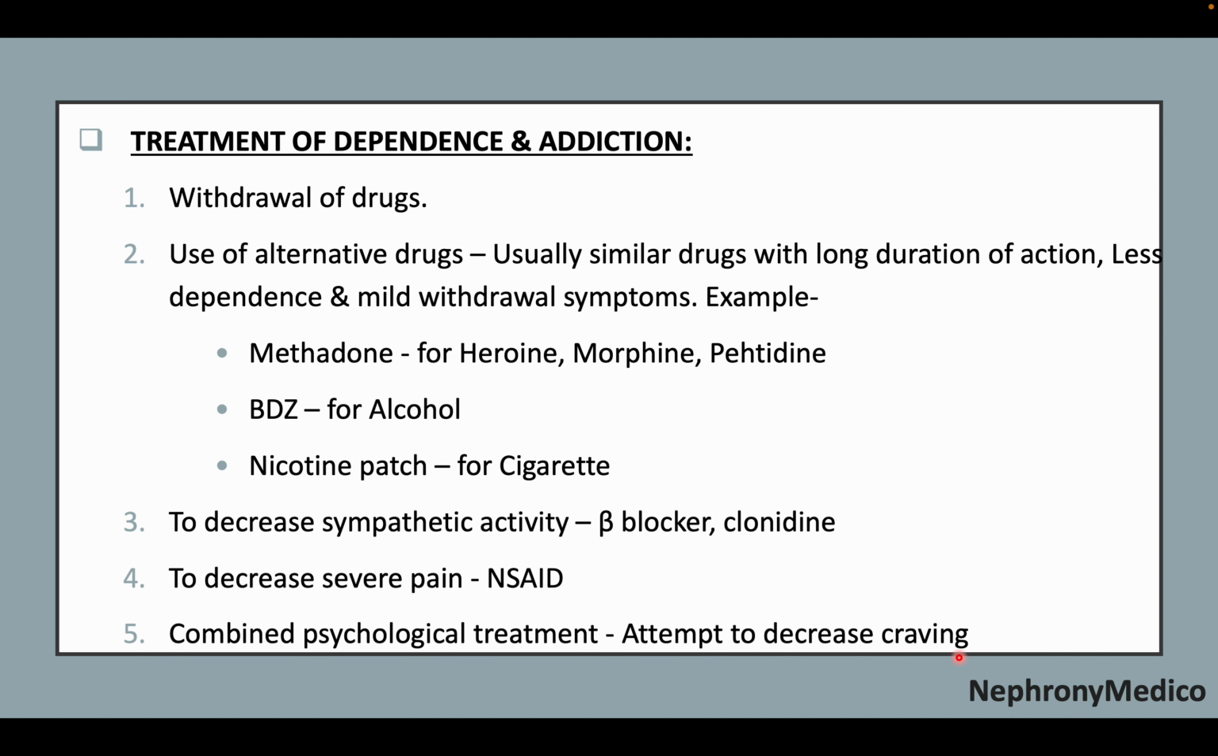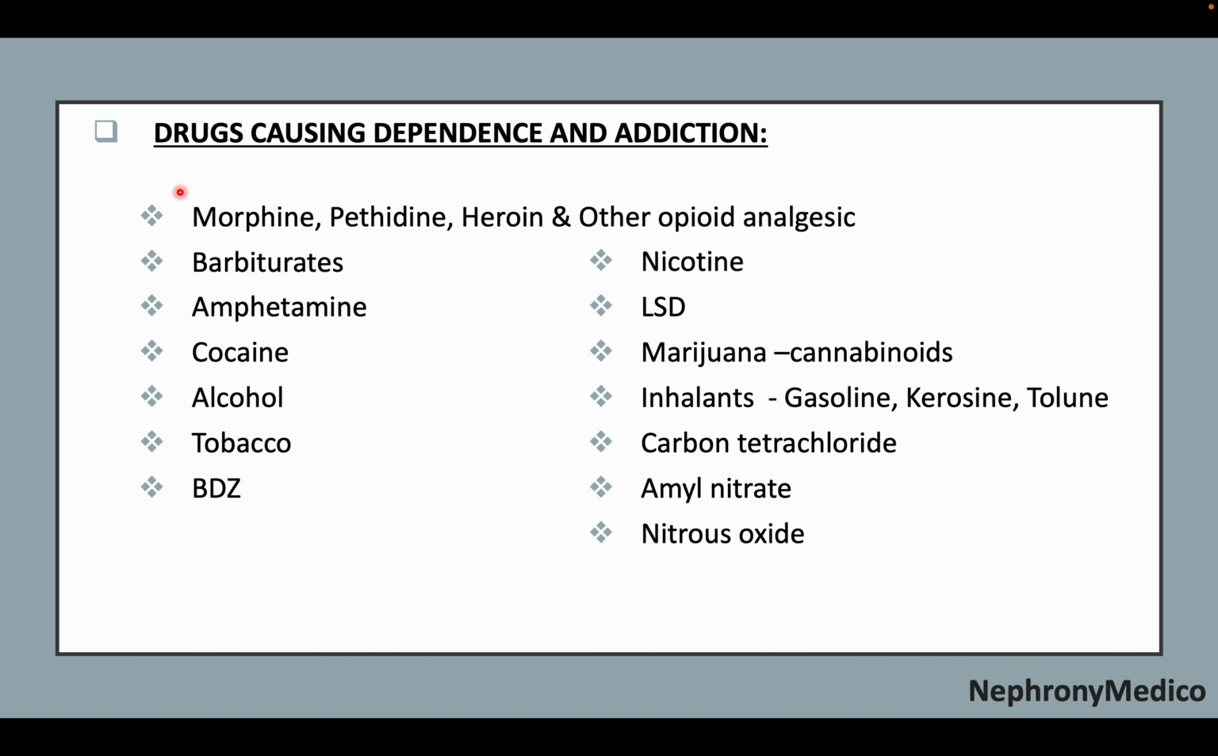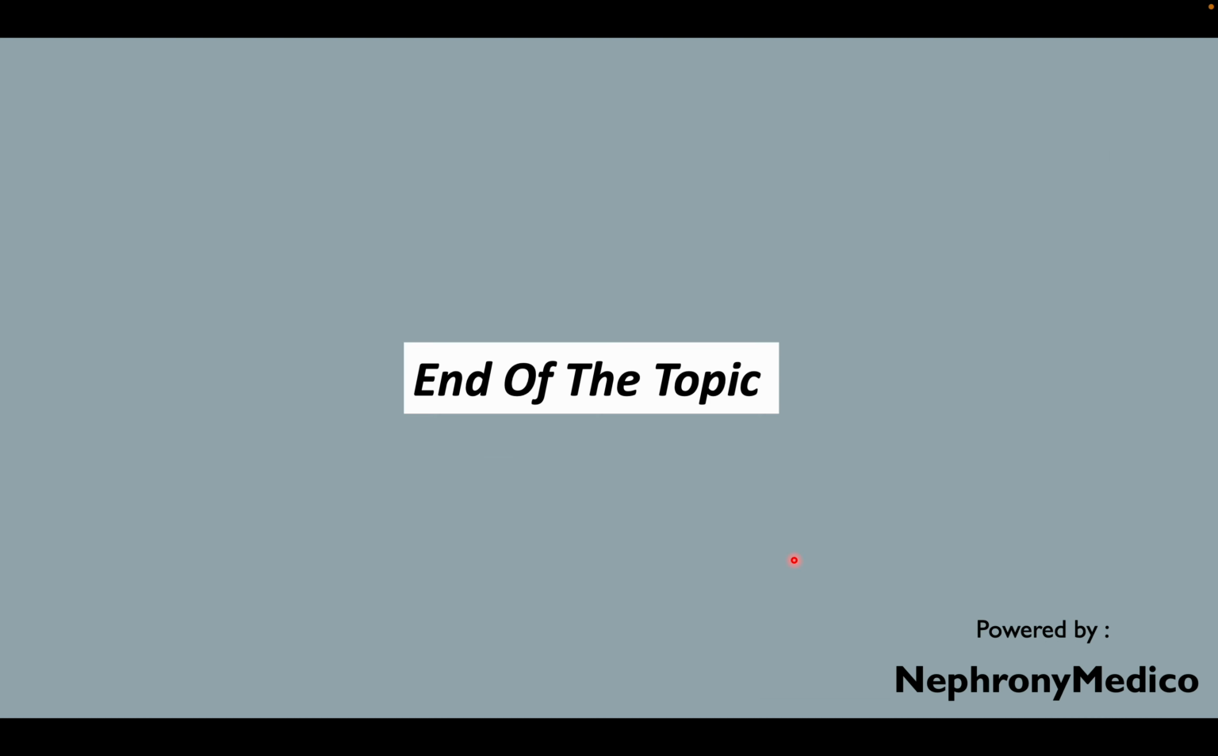Now, drugs causing dependence and addiction include morphine, pethidine, heroin, barbiturates, amphetamine, cocaine, alcohol, tobacco, benzodiazepines, nicotine, LSD, marijuana, and inhalants like gasoline, kerosene, toluene, carbon tetrachloride, amyl nitrate, and nitrous oxide. End of the topic.